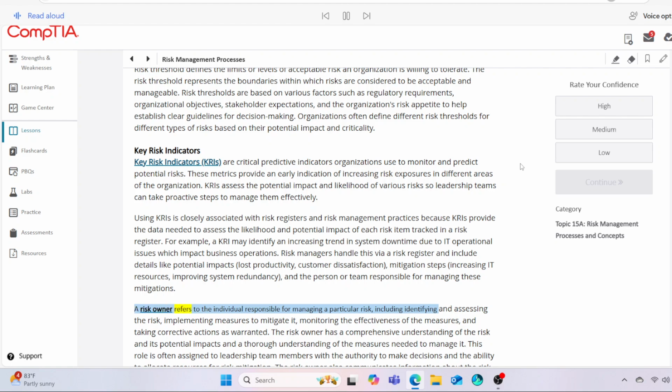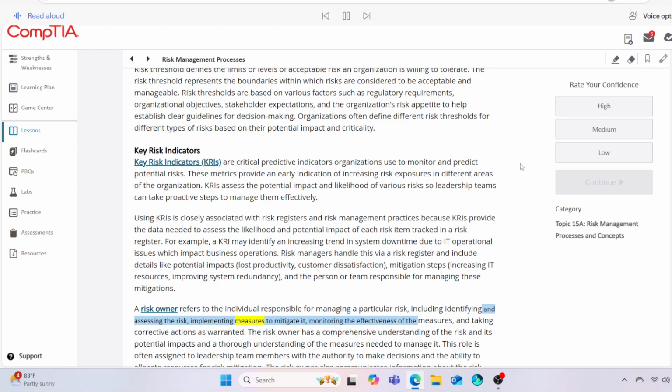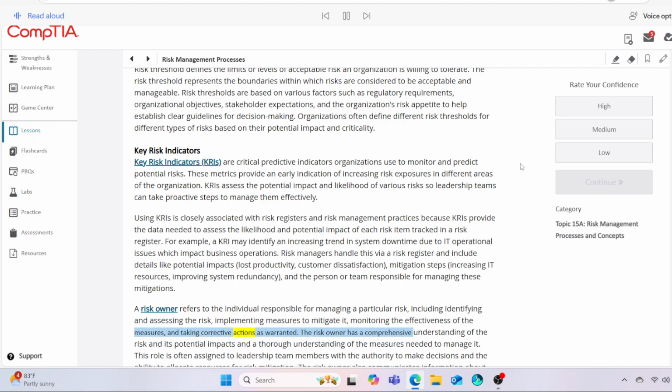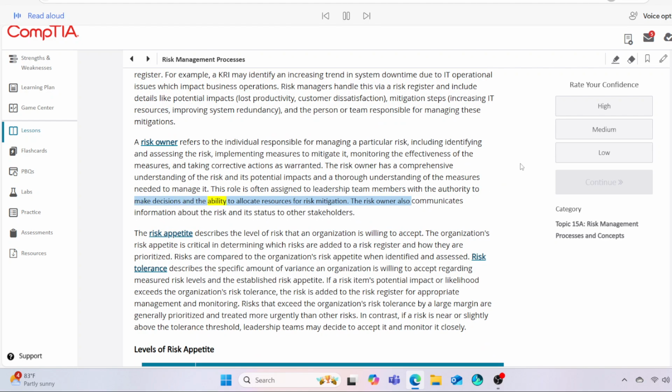A risk owner refers to the individual responsible for managing a particular risk, including identifying and assessing the risk, implementing measures to mitigate it, monitoring the effectiveness of the measures, and taking corrective actions as warranted. The risk owner has a comprehensive understanding of the risk and its potential impacts and a thorough understanding of the measures needed to manage it. This role is often assigned to leadership team members with the authority to make decisions and the ability to allocate resources for risk mitigation. The risk owner also communicates information about the risk and its status to other stakeholders.